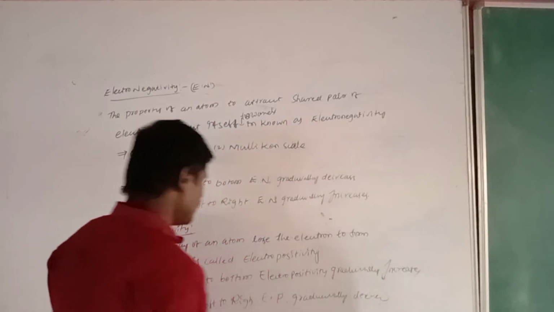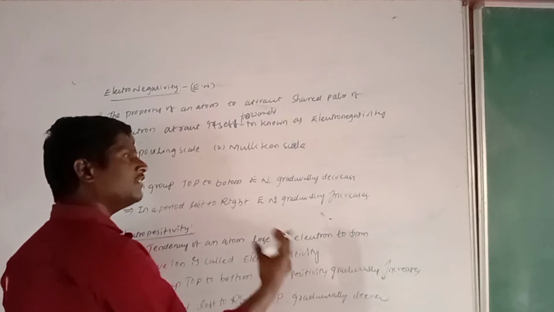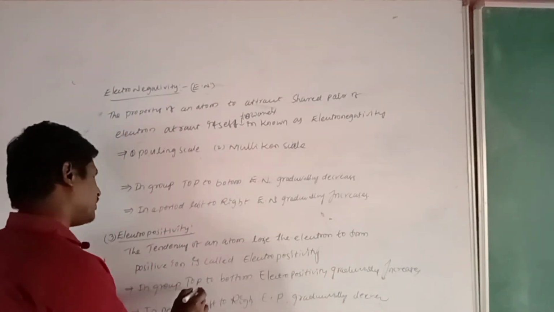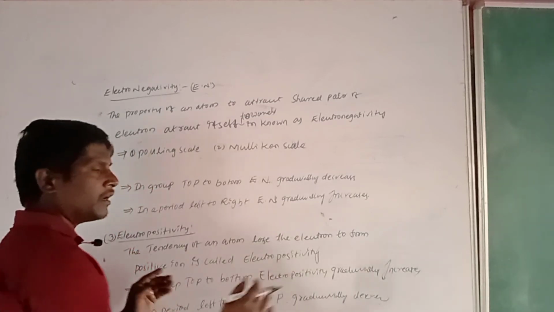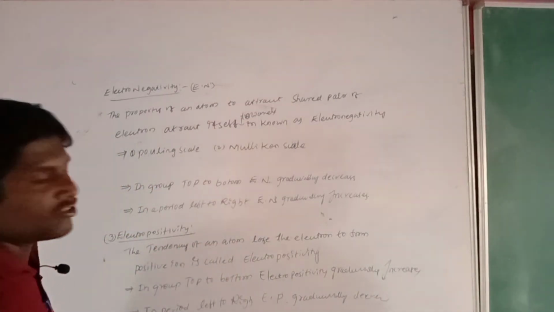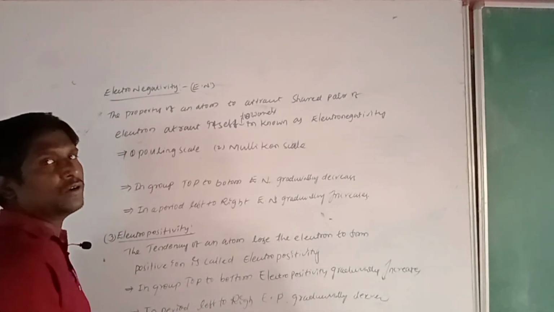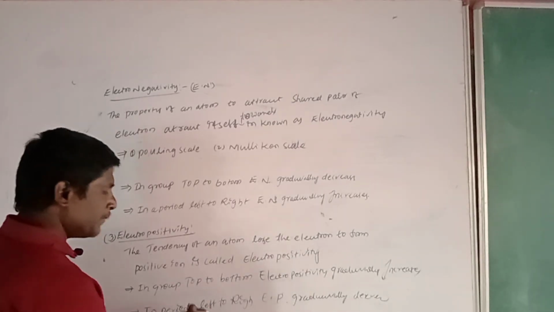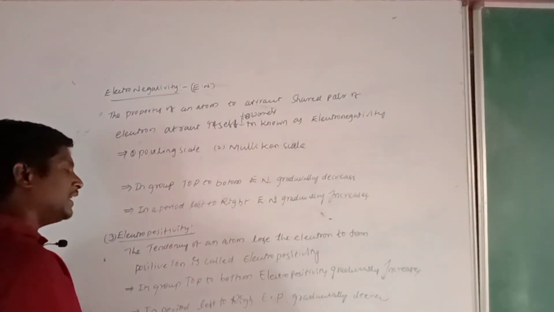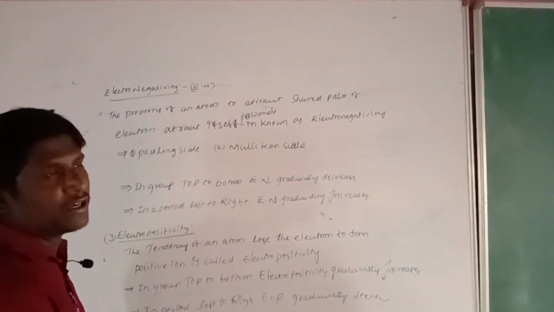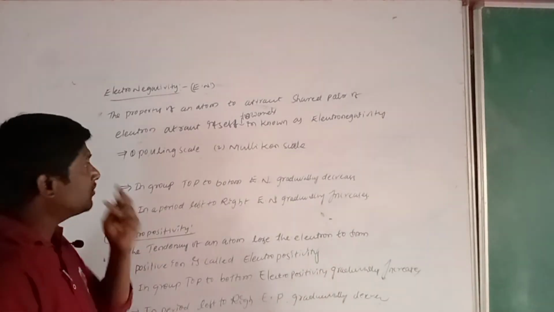Why? Because here the nuclear force of attraction is less, so electrons are easily removed, forming a positive charge. In a period from left to right, the nuclear force of attraction is high, so removing an electron needs more energy. That's why in a period left to right, electropositivity gradually decreases. In a group top to bottom, electropositivity gradually increases.